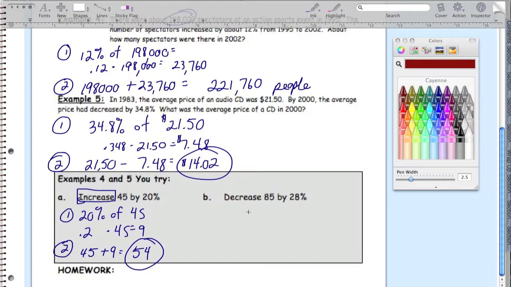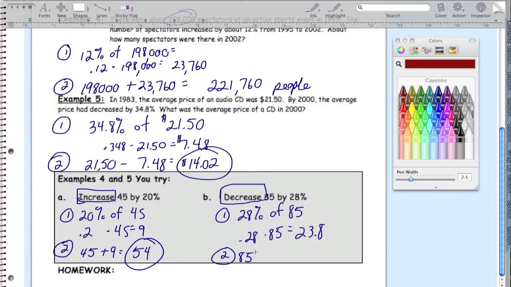Letter B, decrease 85 by 28%. First, find 28% of 85. So 0.28 times 85. And that's 23.80. Second step, because I'm decreasing, I'm going to subtract from my original amount, 85 minus the 23.80. And I get $61, or I'm sorry, I just did the dollar lessons. $61.20 is my final answer. They don't tell us if we're talking about dollars or not, but that's what you would get.